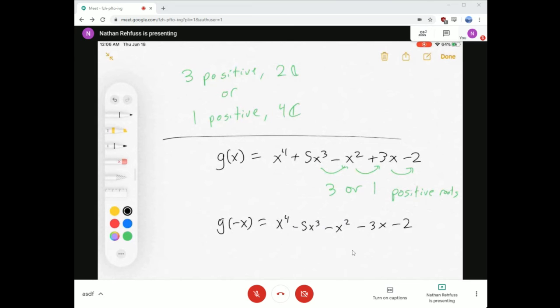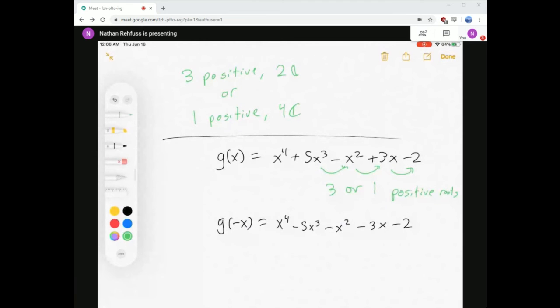X squared, 2 cancel out. X, 1 comes out front. Negative 2, there's nothing at all. So all of the odd terms get switcherooed. All of the even terms stay the same. And now I count the sign changes. Positive to negative, there's only 1. So I know for a fact there has to be exactly 1 negative root.